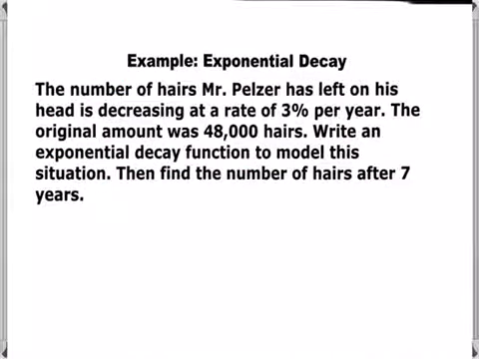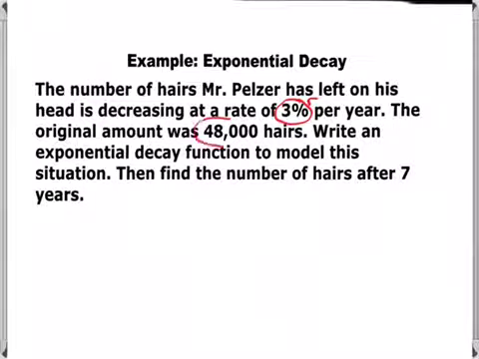All right, the number of hairs left on Mr. P's head is decreasing at a rate of 3% per year. The original amount was 48,000 hairs. Write an exponential decay function to model the situation. Then find the number of hairs left on his head after 7 years. So evidently Mr. Pelzer, or Mr. P in this case, is going bald. And so we're trying to figure out how fast he's going bald.